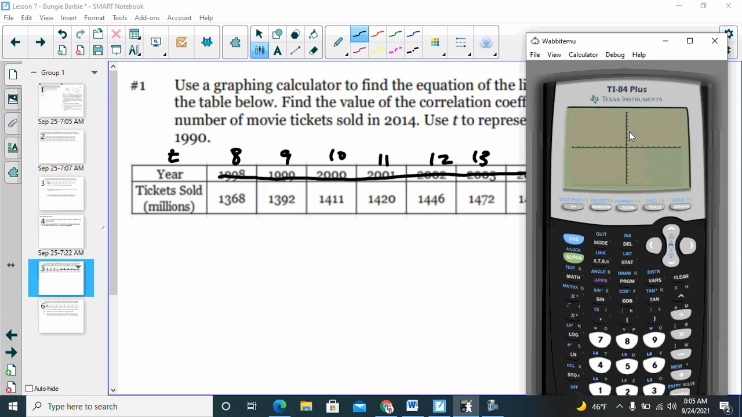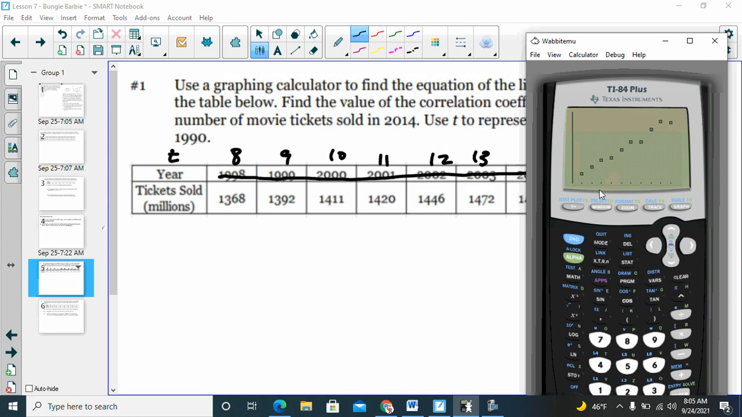Pushing graph, I still see nothing because my data is not in between -10 and +10 on both the X's and the Y's. To zoom into your statistics, you go to zoom and then you go to number 9, which is zoom stat. And I see my data there.